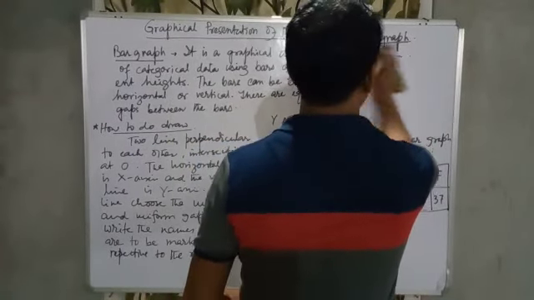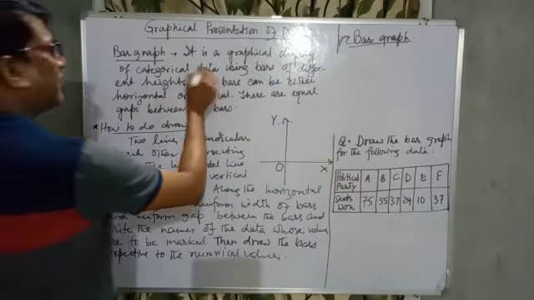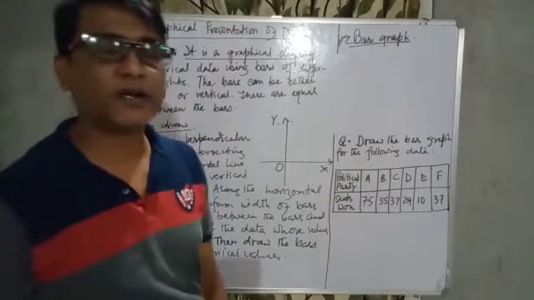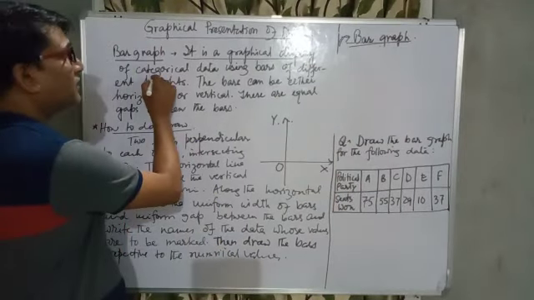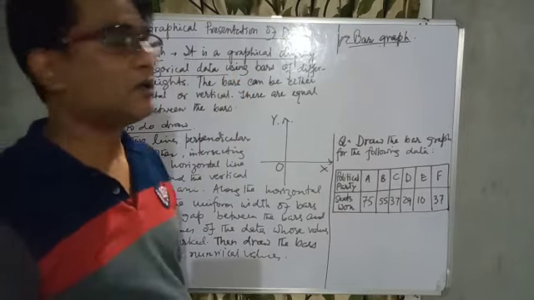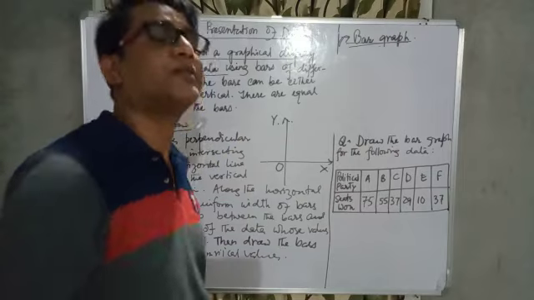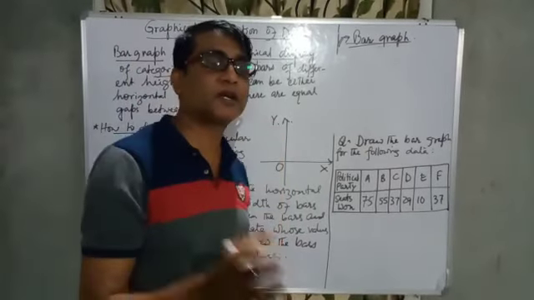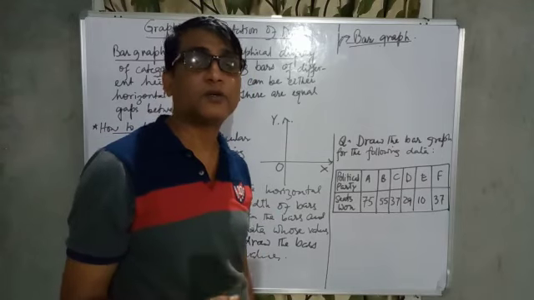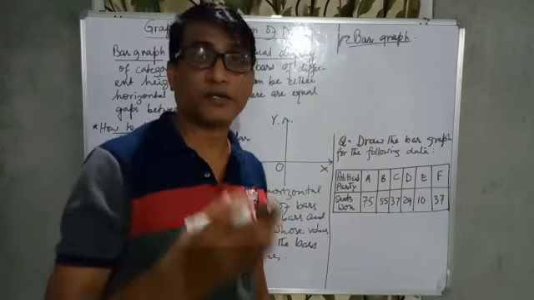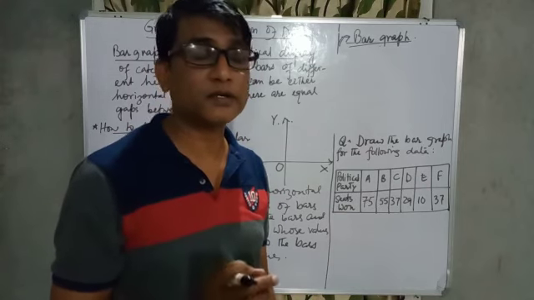What is a bar graph? It is nothing but a graphical display of categorical data using bars of different heights. We will represent the categorical data with the help of bars or rectangular strips.